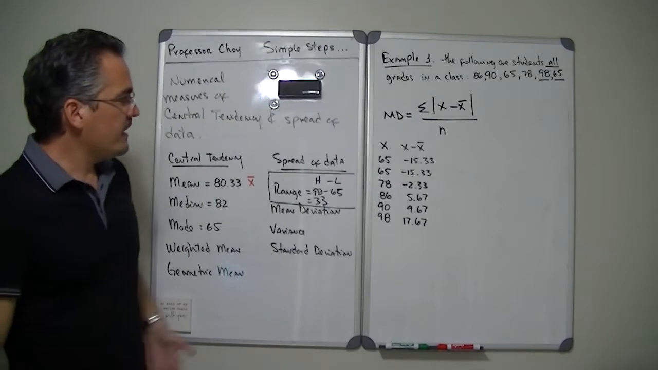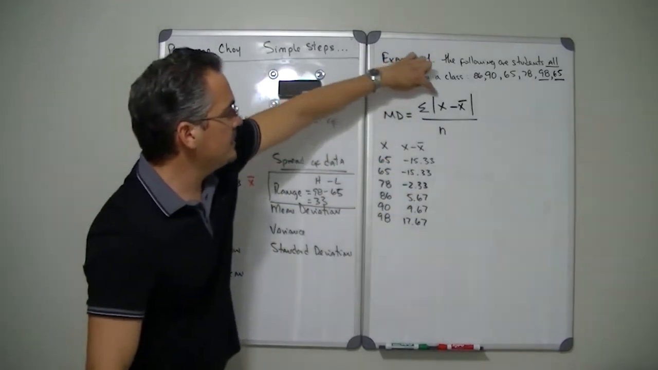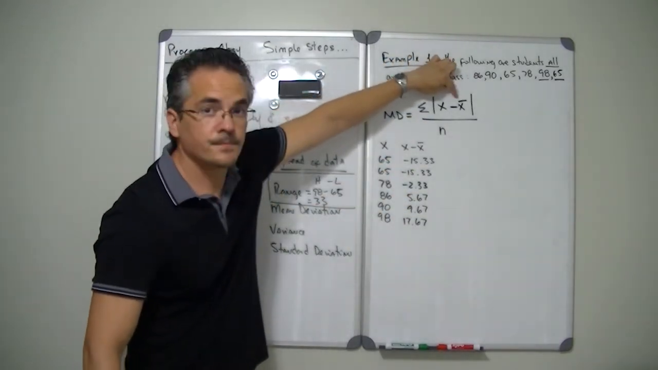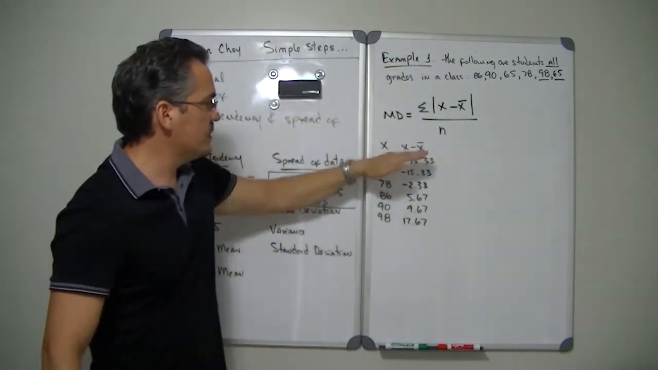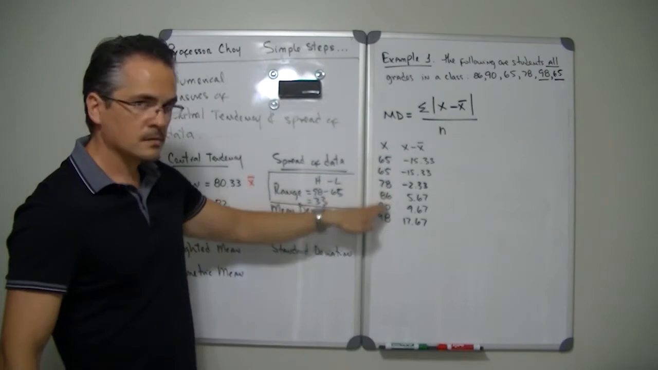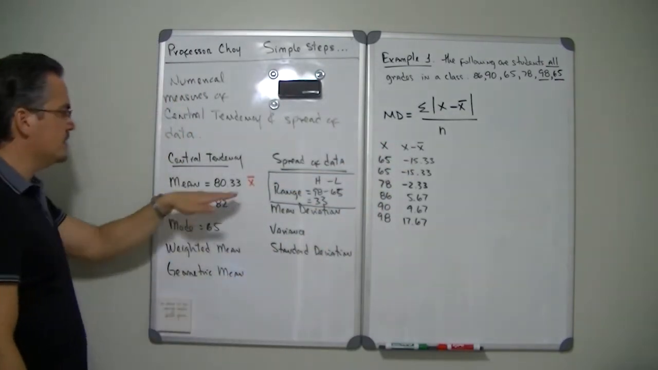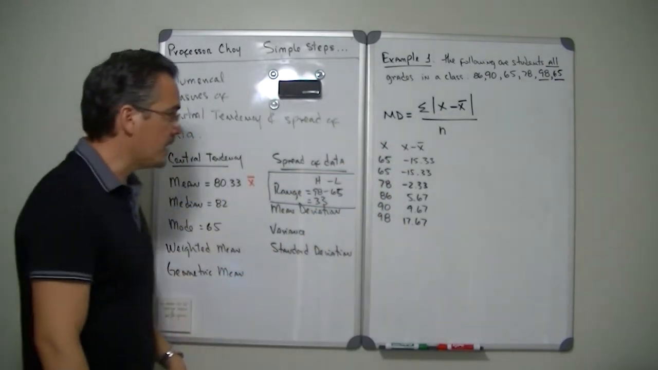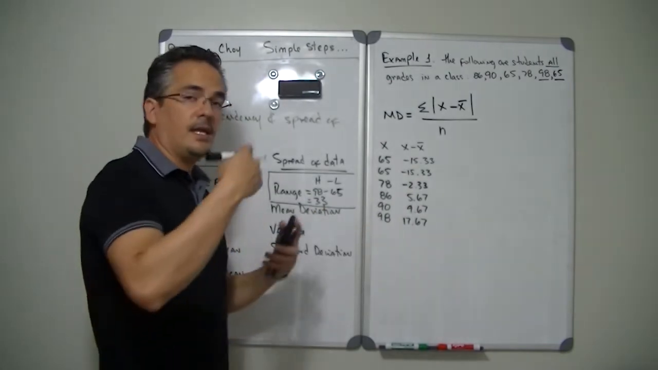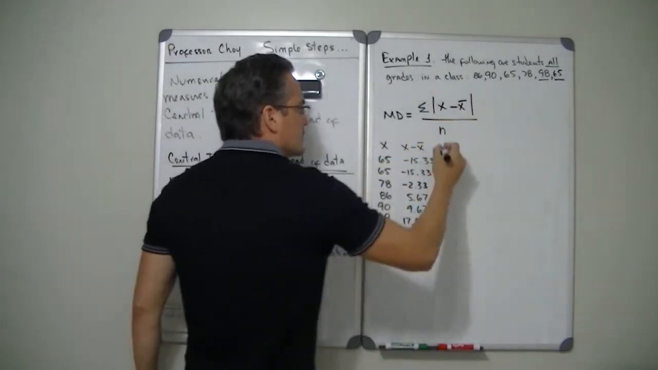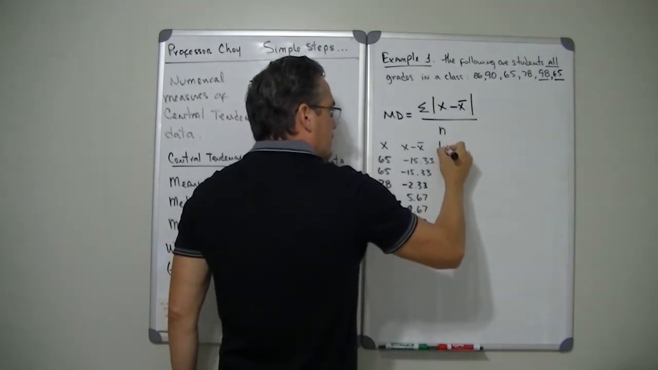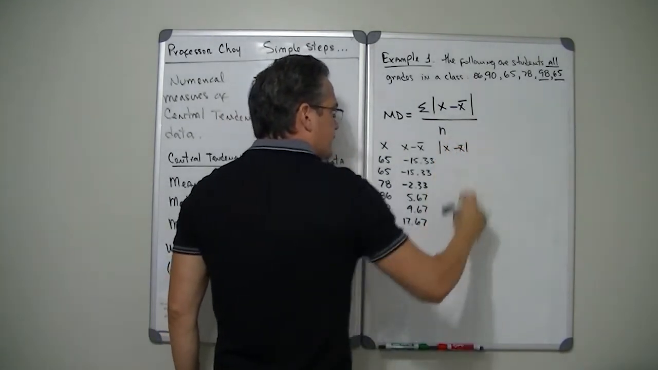Alright, now what we have here is basically this calculation in the formula. It says x minus x bar, so we took each one of our x's and we subtracted our x bar, which is our mean. Once we have these, the next portion of the formula says absolute value. So we're going to do absolute value of x minus x bar.